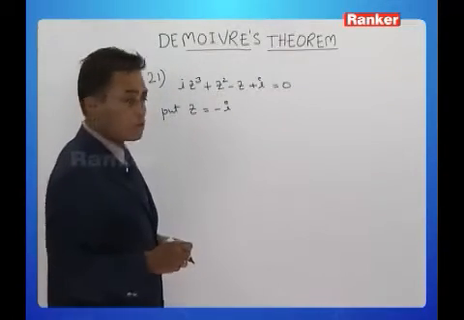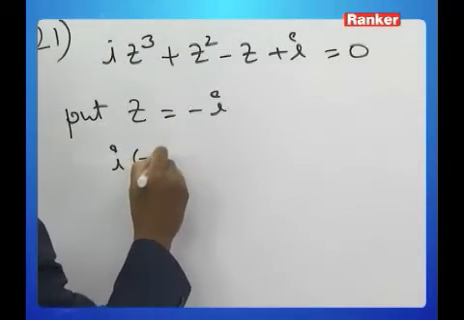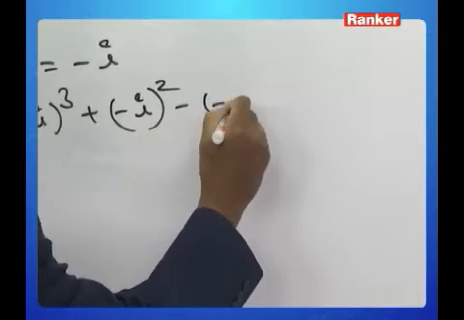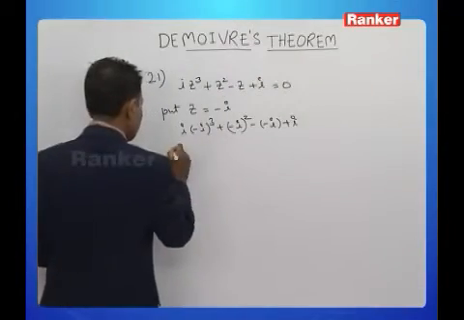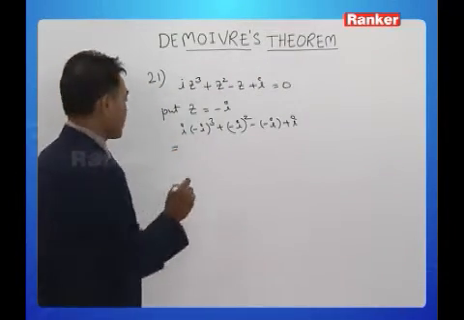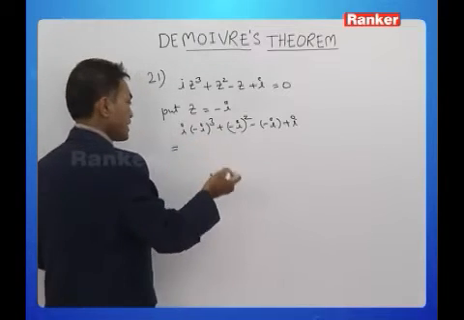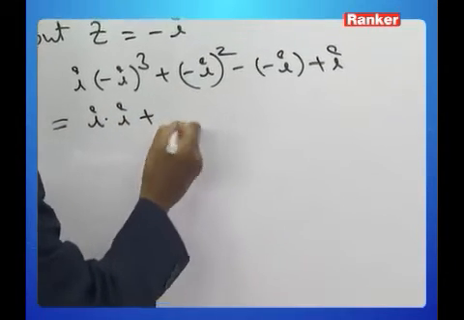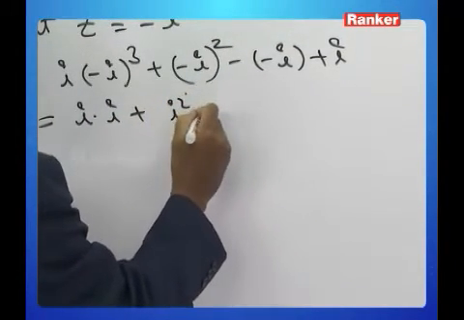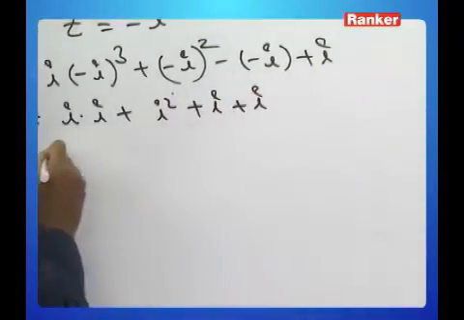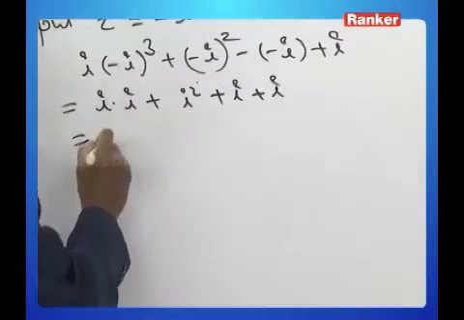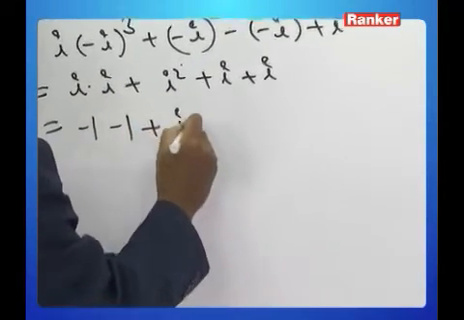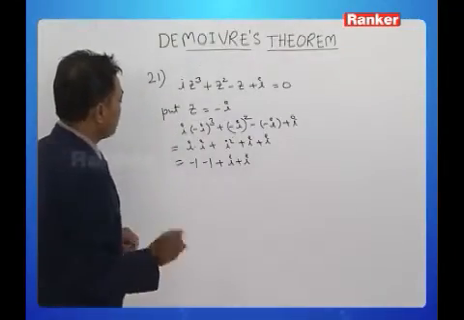Put mod z is equal to minus i into minus i cube minus i whole square, minus i plus i. So minus i cube is minus i. So i cube is minus i into minus, so i, and this is i square, and this is i. Let us see, this is i square minus 1, and this is i square minus 1, and this is i, and this is i. So we are not getting 0.